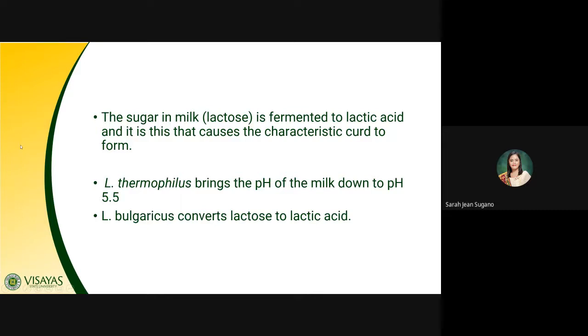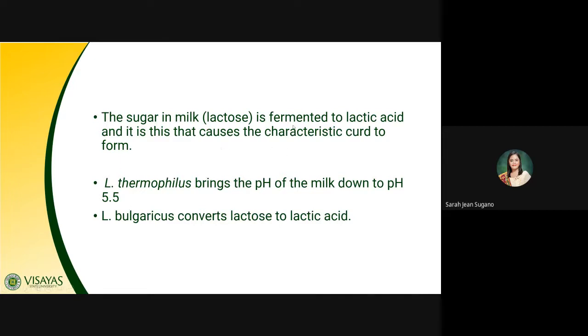yogurt fermentation is that the sugar in milk, which is the lactose, the milk sugar found in the milk, of course, is fermented to lactic acid. So the lactose is converted to lactic acid. And it is this that causes the characteristic curd to form, right? When the milk is boiled, you will notice that there is a clotting, the separation of the milk protein and also the water.